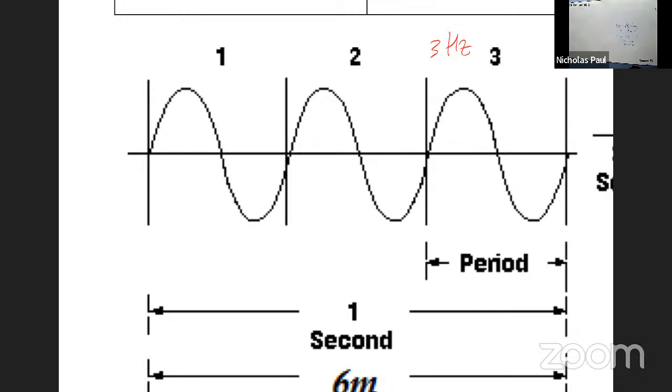Okay, so make a note of that, please. Frequency, number of cycles in 1 second, right? Number of cycles in 1 second, SI unit, hertz, Hz. Okay, that's the SI unit, Hz.